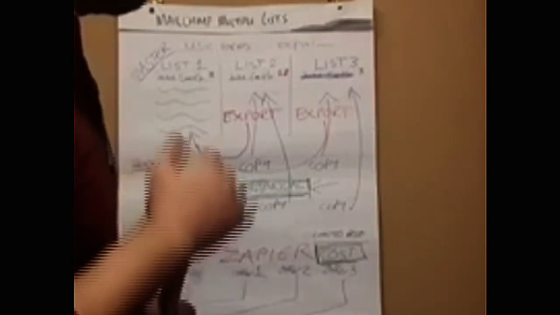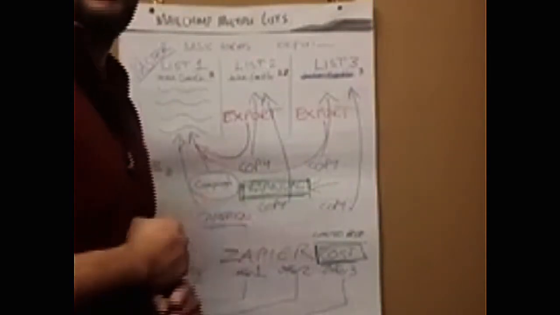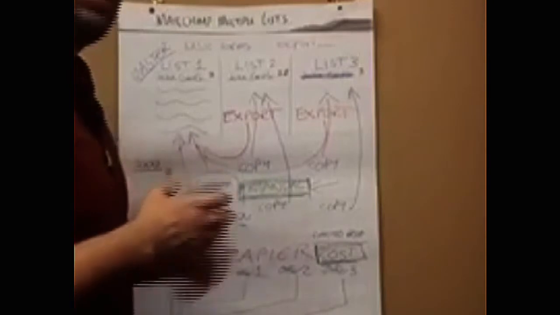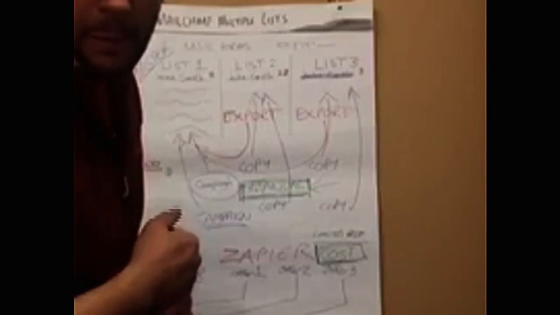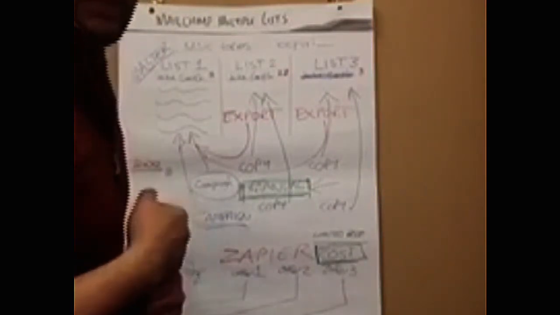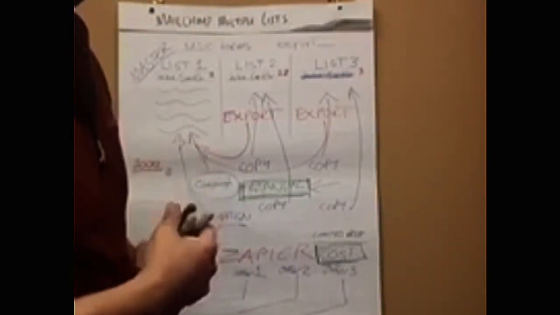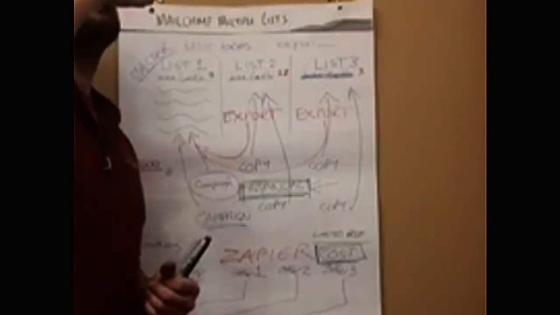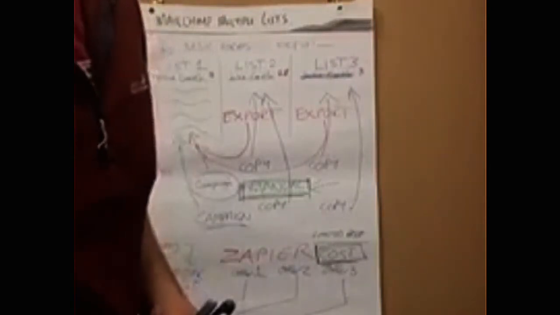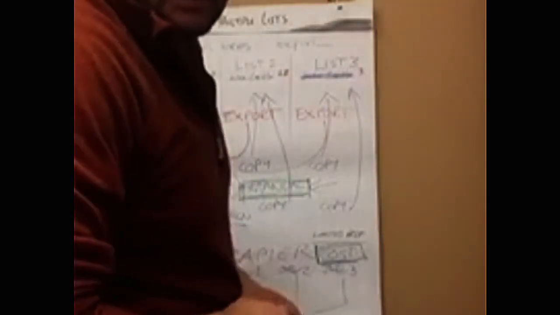Does that make sense? Does that make sense why it can become a nightmare to use multiple lists in Mailchimp? Let me know if you understand that, and yeah, let me know if I've explained that well enough on why not to use multiple lists in Mailchimp. Okay, cool.